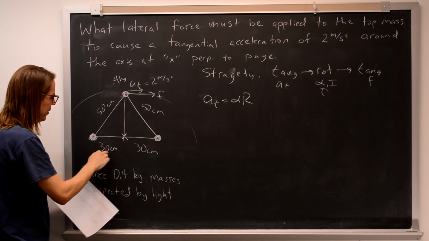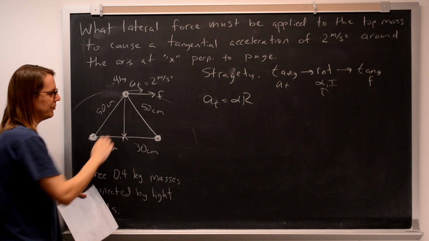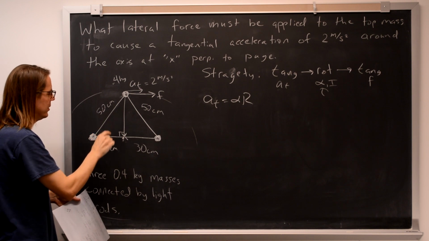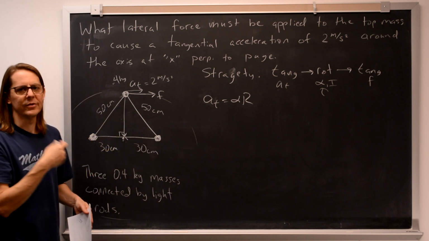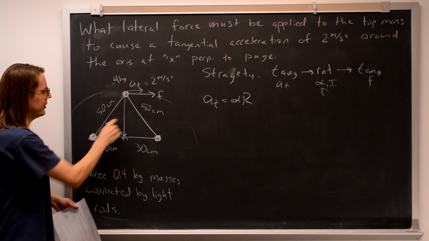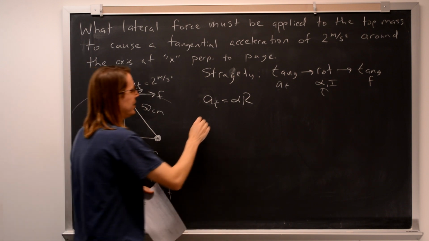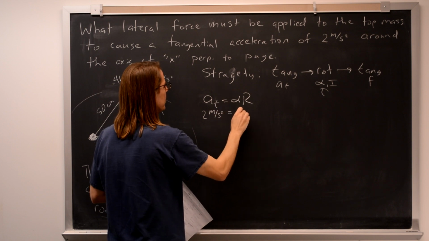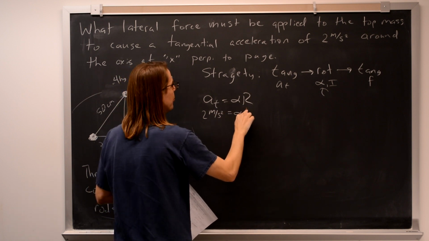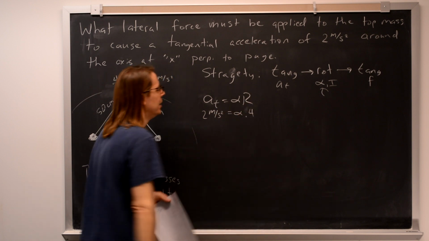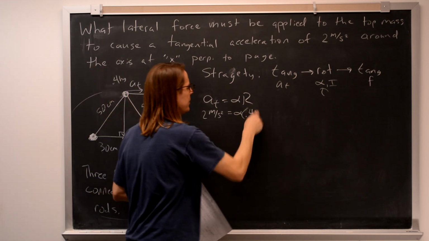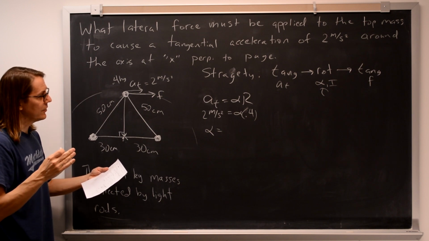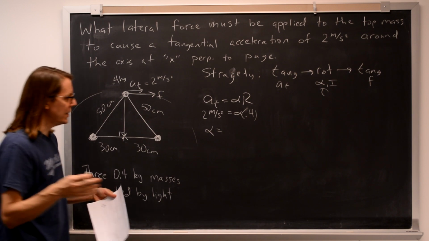We have 5 here, we have 3 here. That always means there's a 4 there for a right triangle. 50 squared equals 30 squared plus x squared. X is 40. 25 is 9 plus 16. So in that case, we have 2 meters per second squared equals alpha times 0.4, because it's 40 centimeters, if we want to stay in MKS units here. So right away, we know that the angular acceleration is 5 radians per second squared.